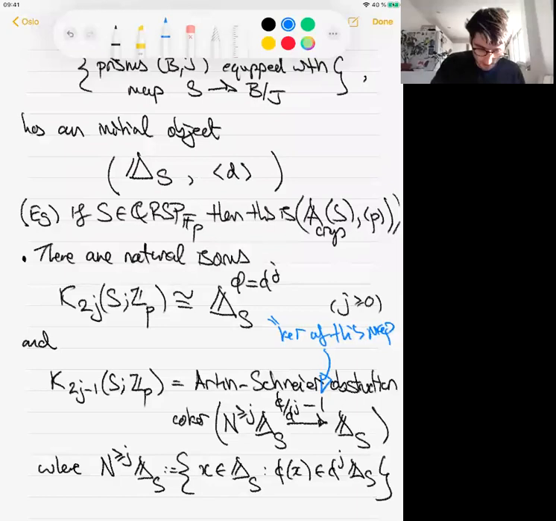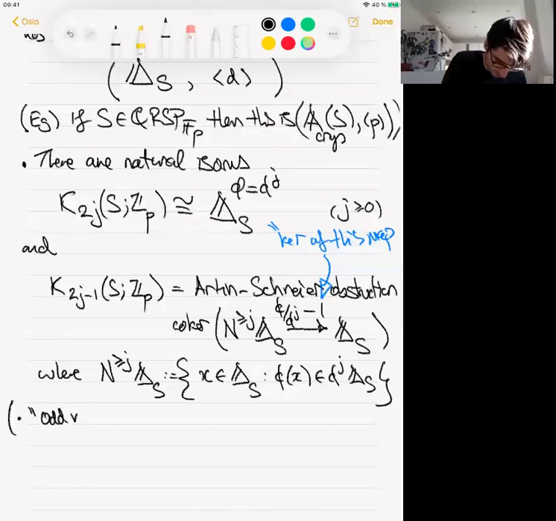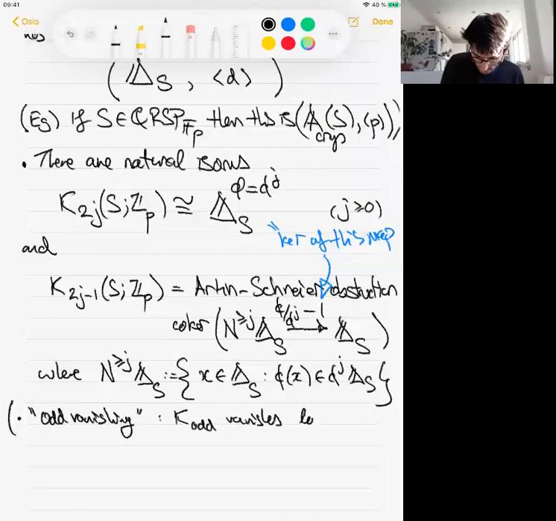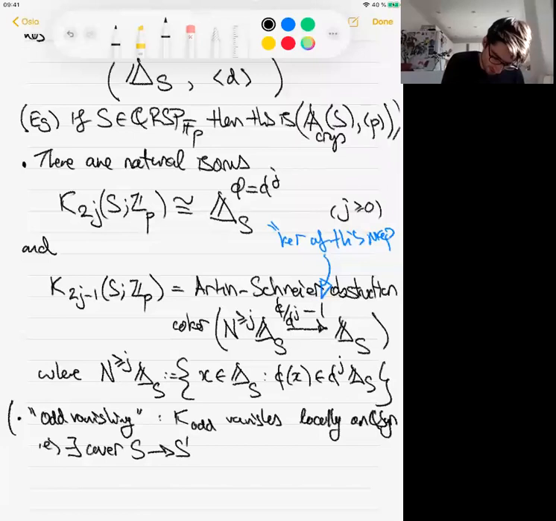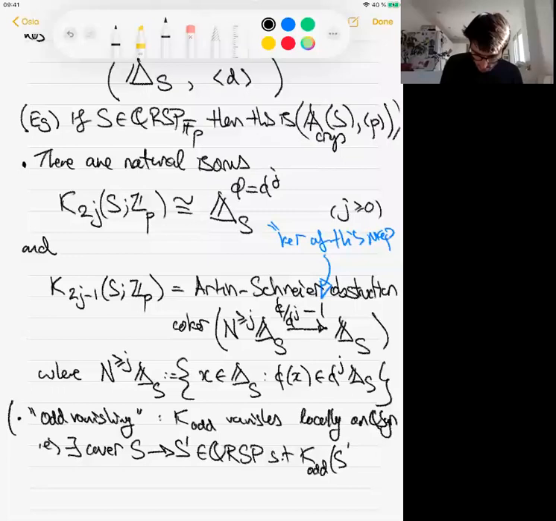And finally, I should mention, this is somewhat parenthetical, but it's important for the formula that I gave for quasi-syntomic cohomology to work. We have what's called odd vanishing. So the odd K-groups vanish locally on the quasi-syntomic site. I.e., I can always pick some cover, say S to S', where S' is some other, possibly much bigger quasi-regular semi-perfectoid, such that all of these odd groups will be zero.